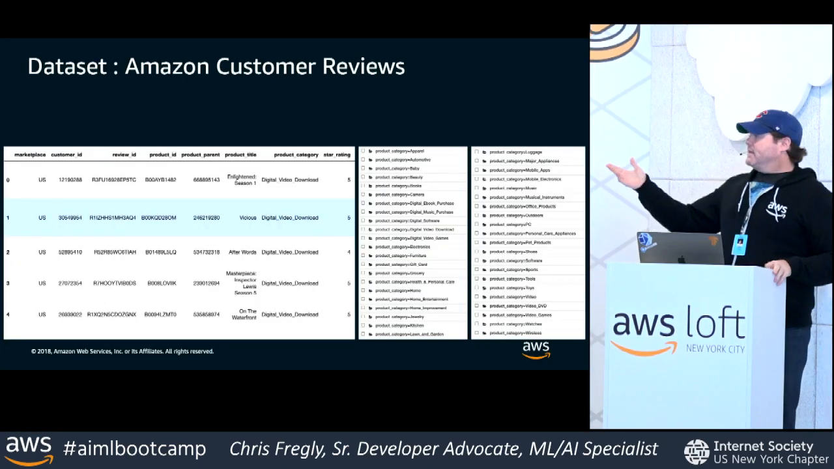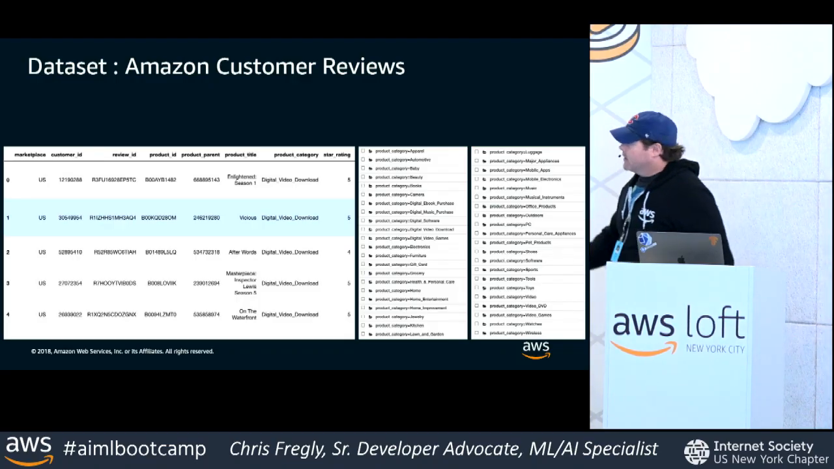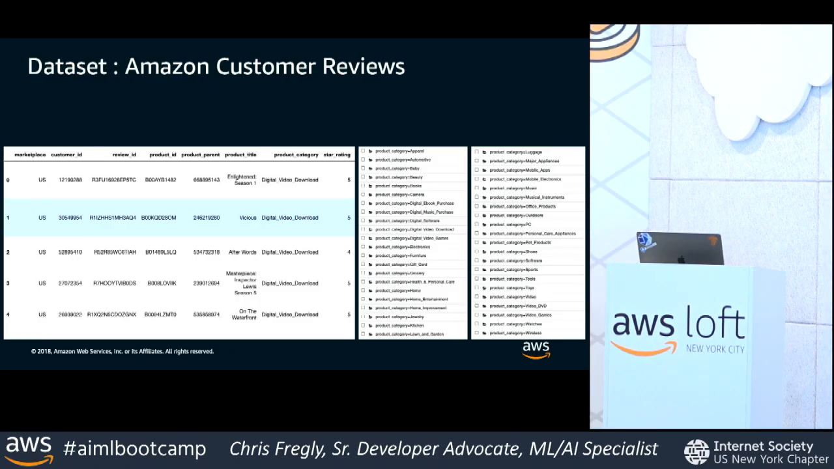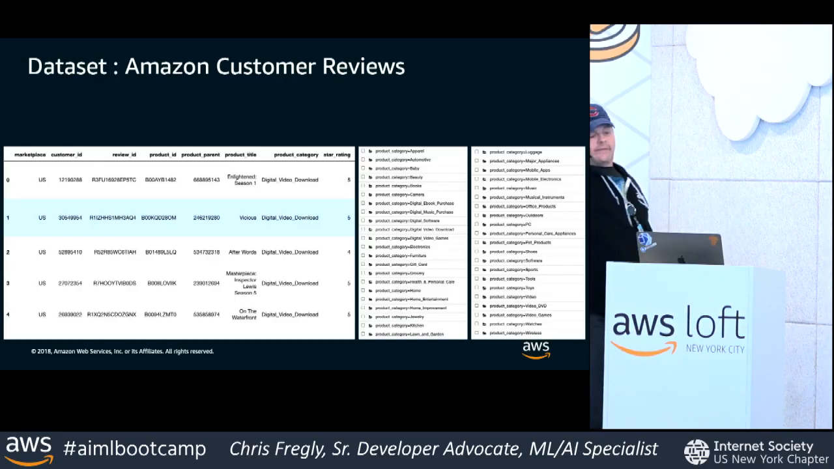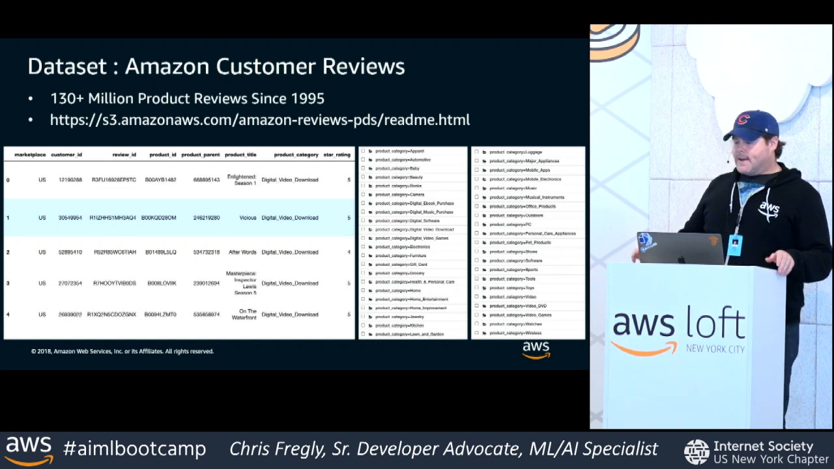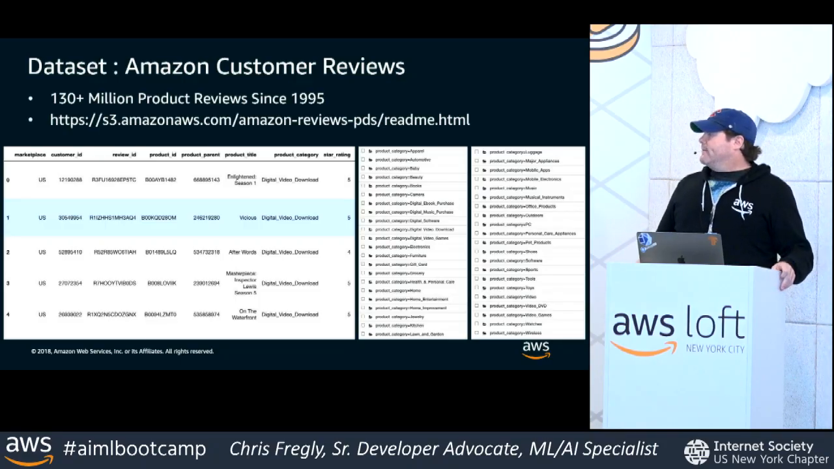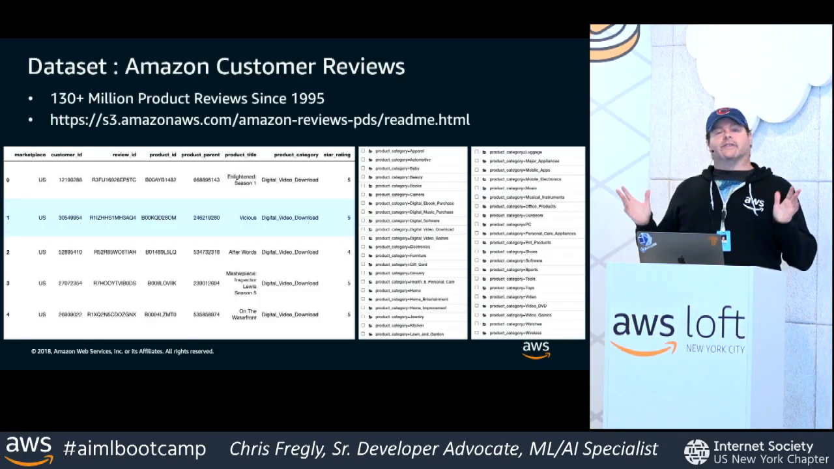And there's about 50 categories, I believe. And books, which is, I think, the fourth or fifth one down there, actually has the most reviews, because this is since 1995. Yeah, 130 million product reviews since 1995. And things like Prime Video came along later, so there's just fewer reviews.